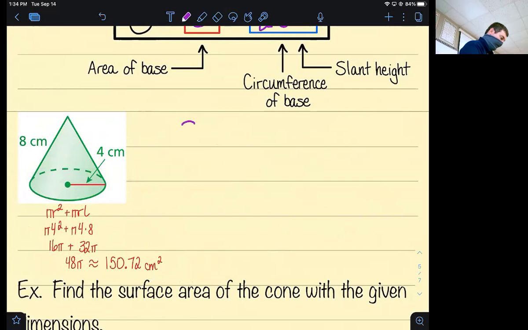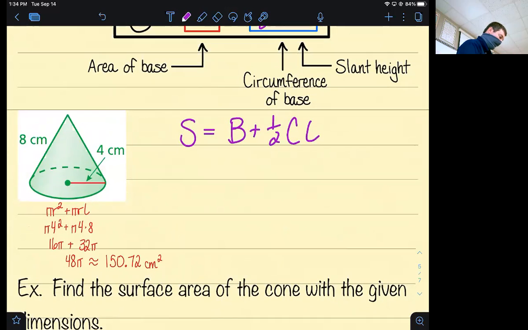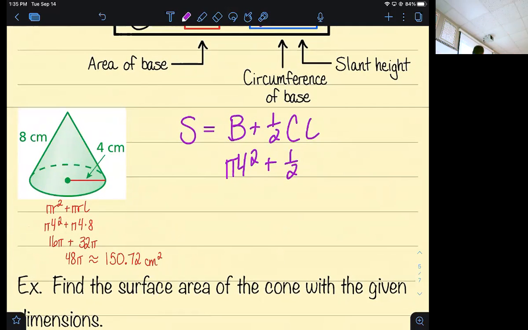Let's see if it works. Capital B plus 1/2 CL. Okay, well, my base is pi r squared plus 1/2 the circumference of that circle, which is pi times d. What's the diameter of that circle? Oh, Owen, thanks for volunteering. What's the diameter of that circle? Okay. And Owen, what's the slant height of the cone? Okay. Oh, I forgot a pi. It's diameter times pi, not just diameter.